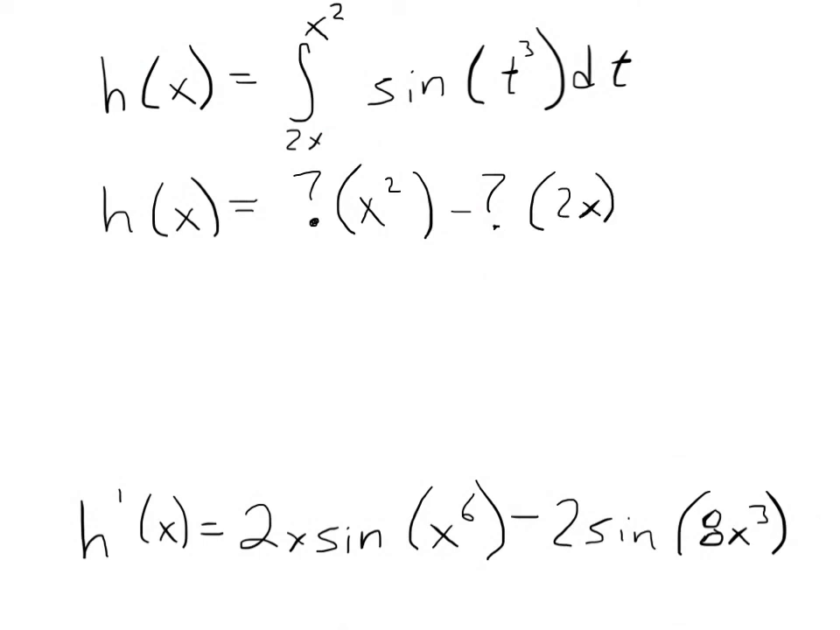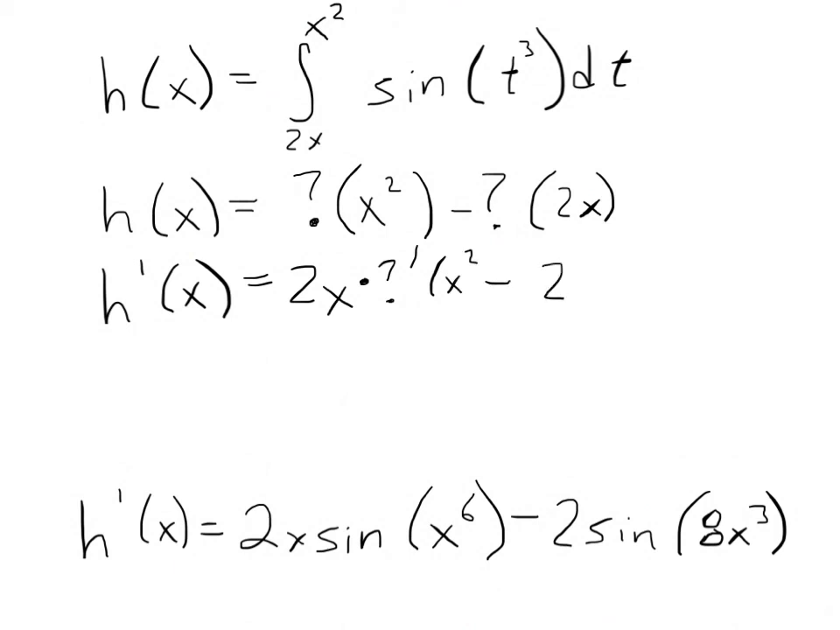Now suppose I want to take the derivative of that. When I take the derivative, note, this isn't x to the 6th yet. It's x squared that got plugged in. So the chain rule simply says the derivative of x squared is 2x times question mark prime of x squared, minus 2 times, oops, I forgot the closing parenthesis, that was question mark of x squared, minus 2 times question mark prime of 2x.